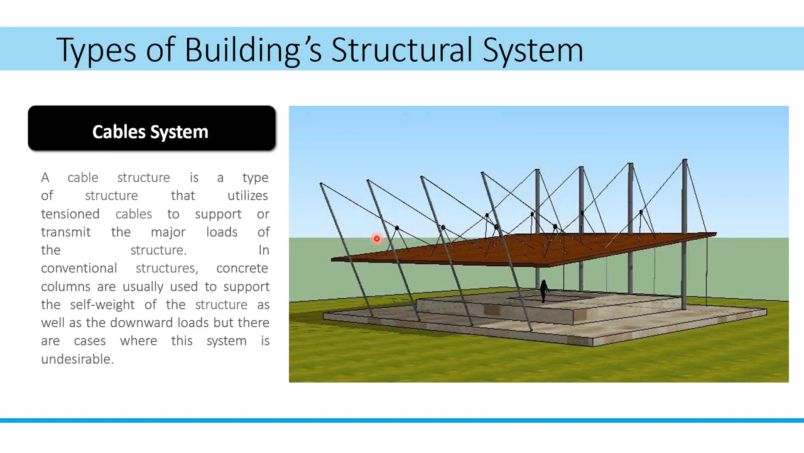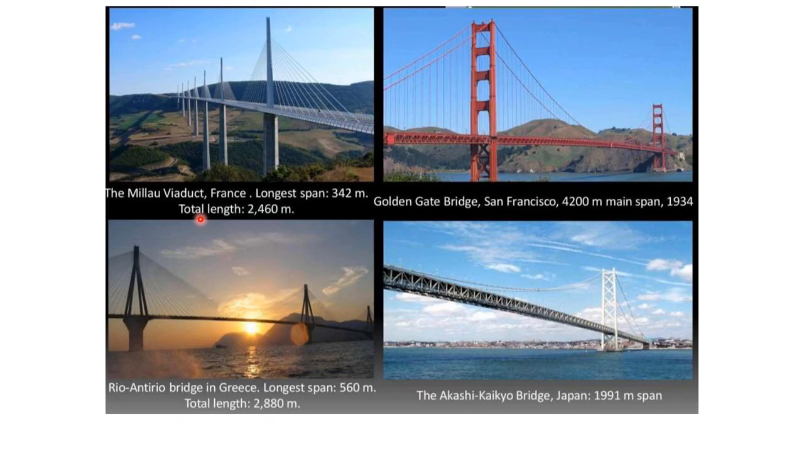Cable system. A cable structure is a type of structure that utilizes tension cables to support or transmit the major load of the structure. First of all, I will show the example here. You can see the cable-stayed bridge or suspension bridge. In those structures cables are used. These are high tension cables.